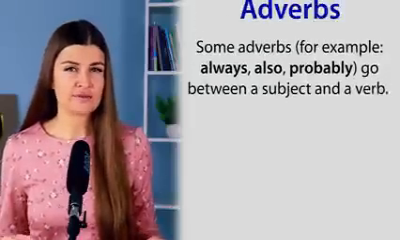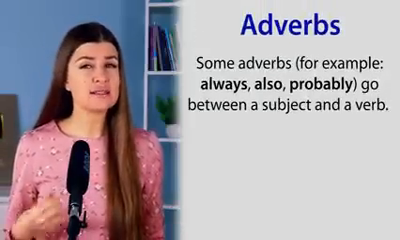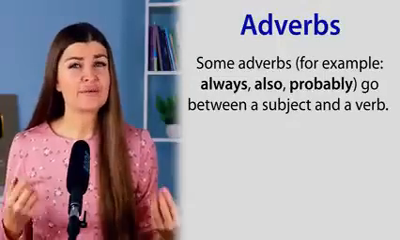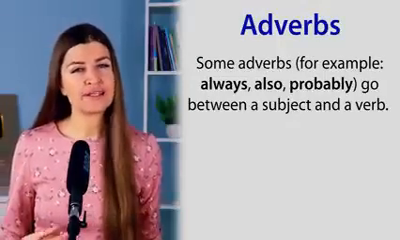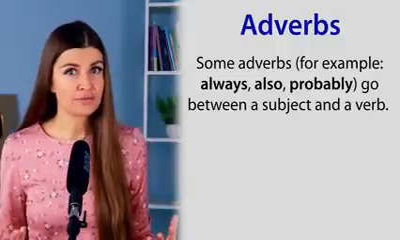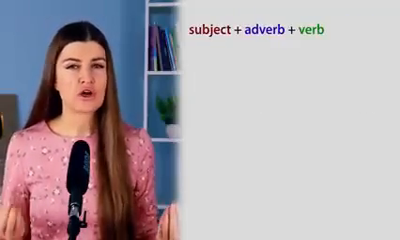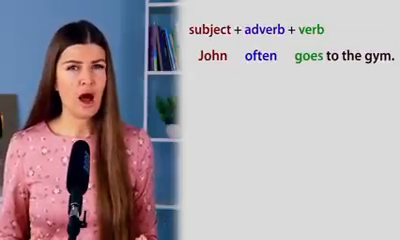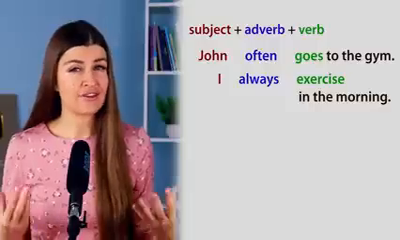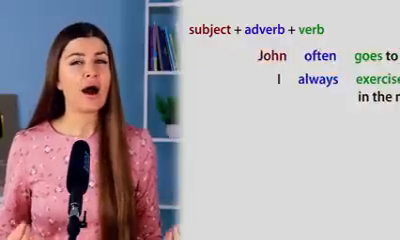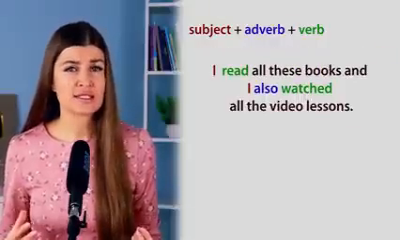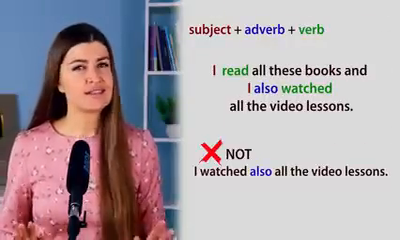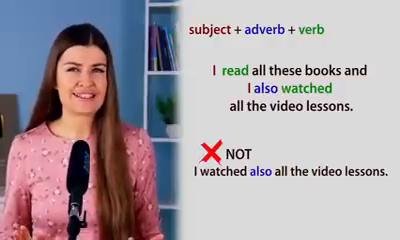Some adverbs, for example, always, also, probably, go with a verb in the middle of a sentence between a subject and a verb. For example, John often goes to the gym. I always exercise in the morning. I read all these books and I also watched all the video lessons. Not I watch also all the video lessons.